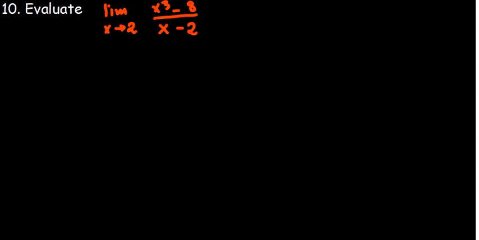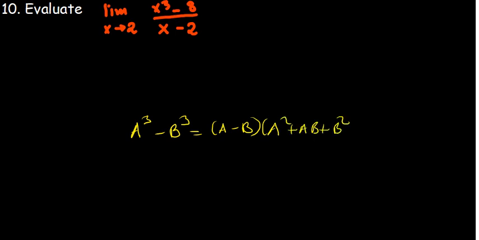And the last question: evaluate the limit as x approaches 2 of x to the power 3 minus 8, divided by x minus 2. If we substitute 2 directly here, we're going to get 0 over 0. We don't want that. So for this one, I can easily factorize. Whenever I've got a difference of two cubes, a to the power 3 minus b to the power 3, this always gives you a minus b, and then a squared plus ab plus b squared. And then we'll just get to substitute.